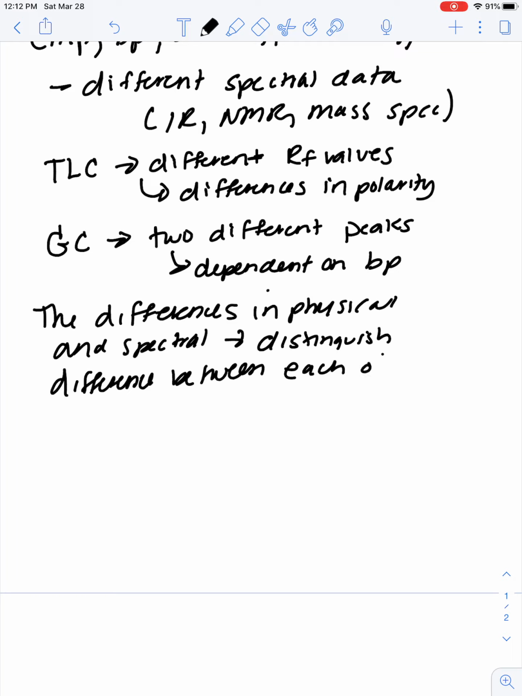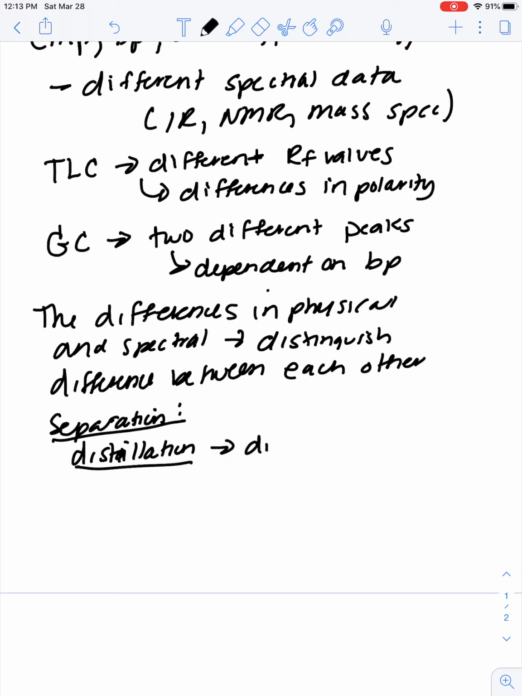So there's a lot of different ways that we can separate diastereomers. A few of these you've actually seen in lab already. So the first thing is distillation. Distillation is something that you have not seen. Distillation is based on differences in boiling points.